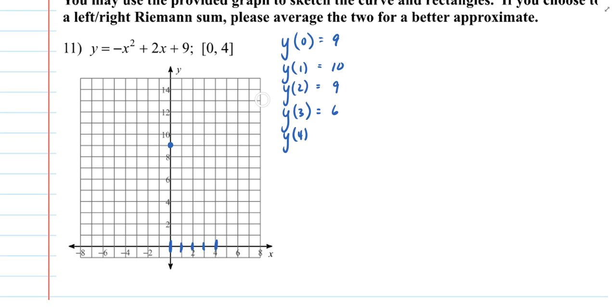And when evaluated at 4, that gives me negative 16 plus 8 plus 9, which is 1. So if we needed to plot this graph, if it wasn't given to us, we can fairly easily determine the data points that go into the graph. And so we essentially have this parabola in place here.